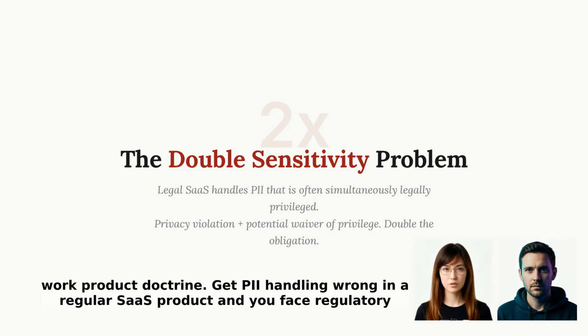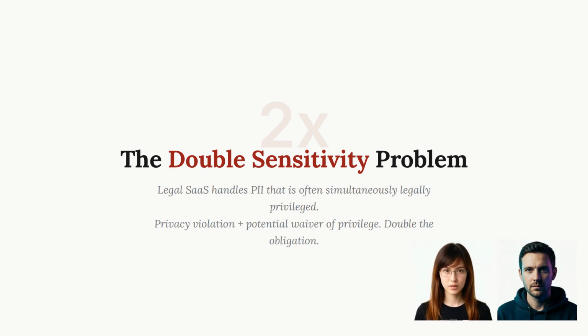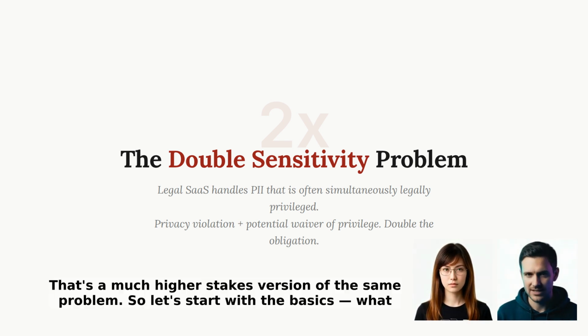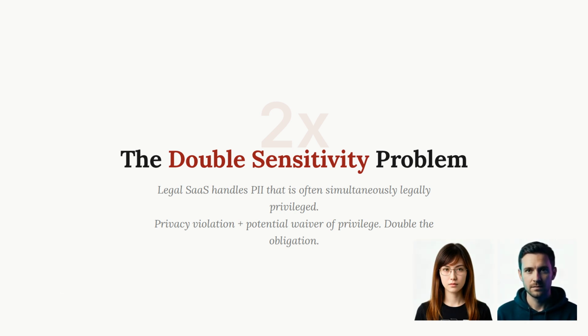Get PII handling wrong in a regular SaaS product and you face regulatory fines. Get it wrong in legal SaaS and you face fines, malpractice claims, and potential waiver of privilege. That's a much higher stakes version of the same problem. So let's start with the basics. What actually counts as PII in a legal tech context?